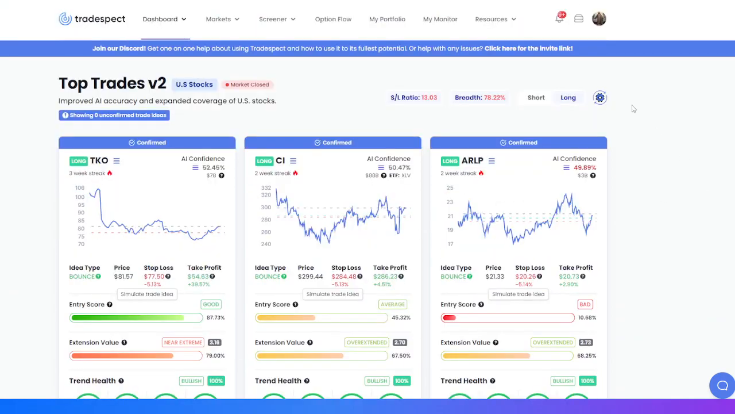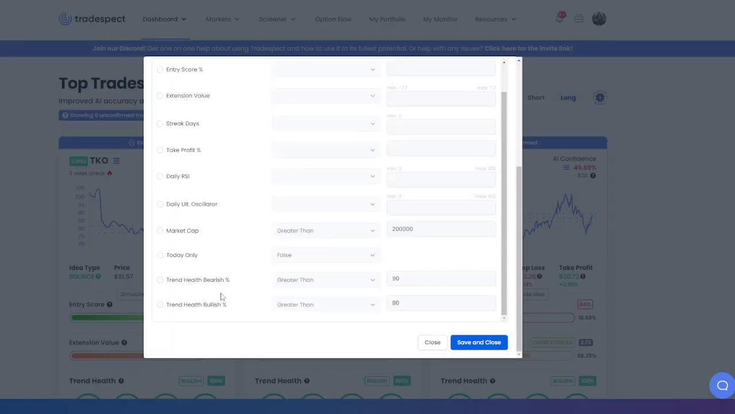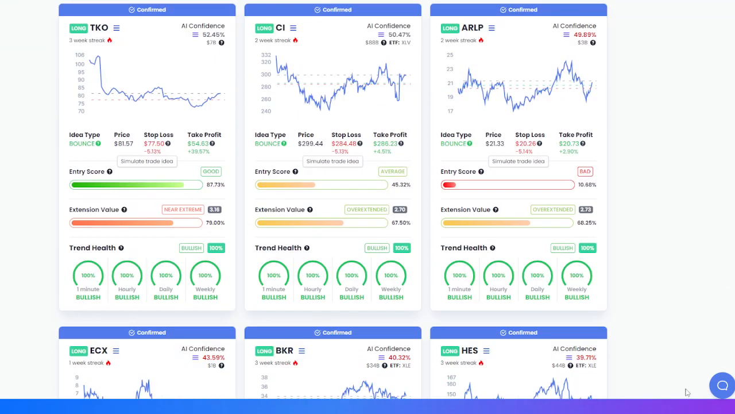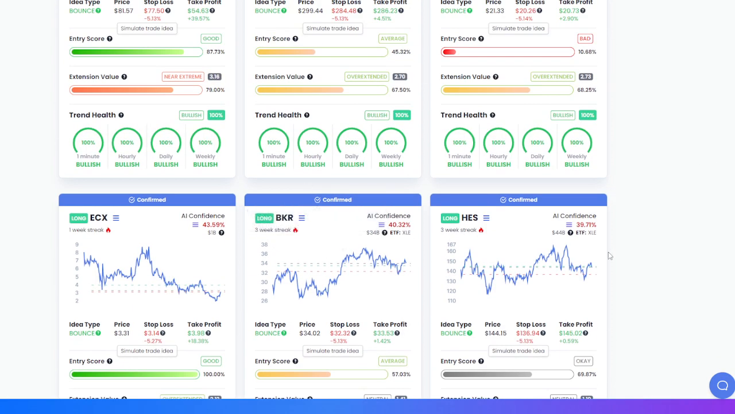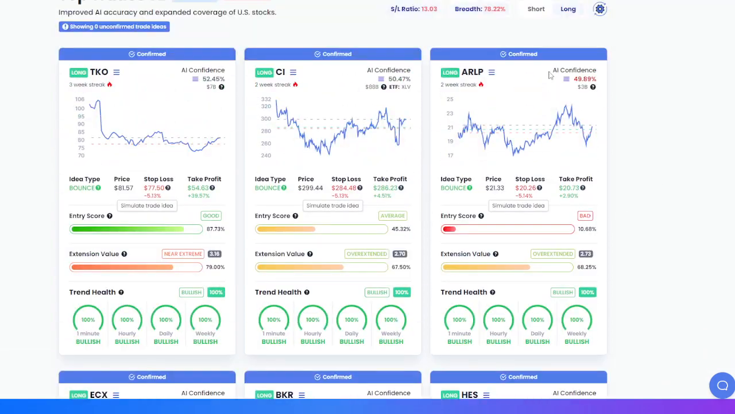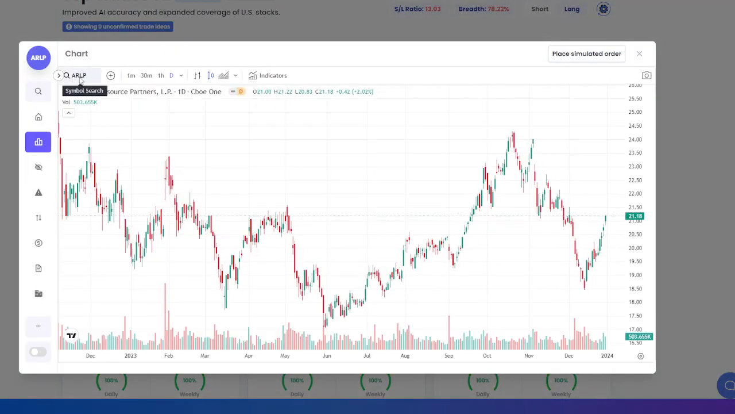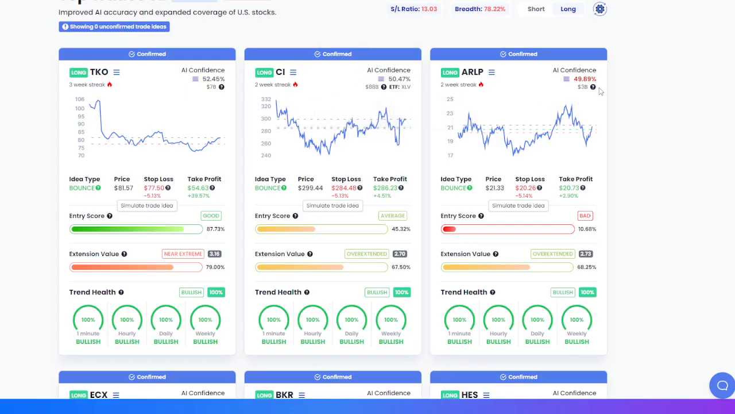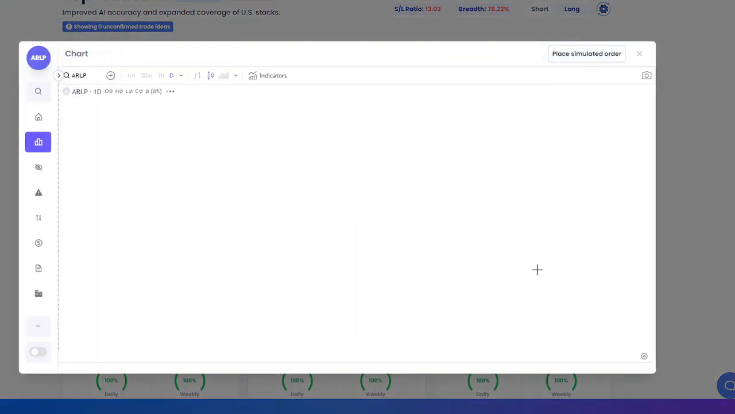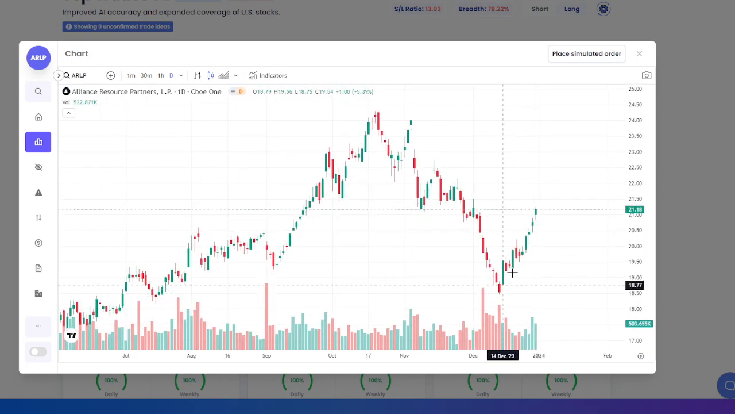The other setting is if you do trend health bullish greater than 80%, and that's going to give you all these stocks that are pretty much getting really bullish after some kind of bottom. Like you can see ARLP, it hit a bottom and it just keeps moving up, and you're still technically early into it. But again, the reason why the AI confidence is that low is because you've missed all the opportunity. So you've missed this move.